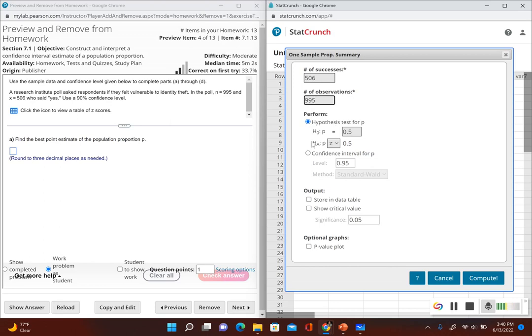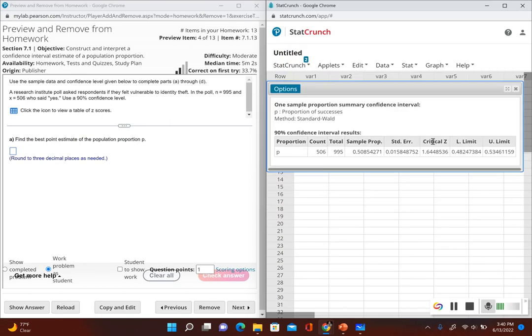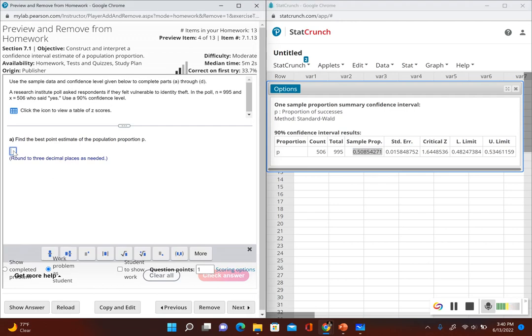And now what we want to perform is a confidence interval for P. Confidence interval for the population proportion. So now here we'll enter our confidence level, which is 90%, so I have 0.90. Another thing that's neat, if I click on show critical value, it will also tell me what the critical value is as well. Now let's go ahead and click on compute, and now it gives me this information. So sample proportion, this is our best point estimate. So round to 3 decimal places, we get 0.509.